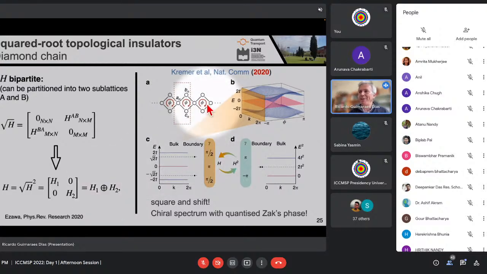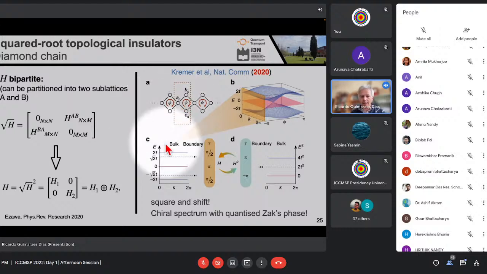Has this been applied to the topological insulators? Yes, it has. For instance, in this paper that you see here, people address the diamond chain with a pi flux. So when you have a diamond chain with a pi flux, all the bands in the band structure of the diamond chain become flat.